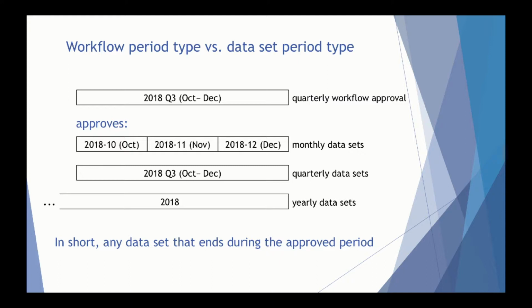If you specify a yearly data set, like the one at the bottom of this slide, for all of 2018, it will get approved when you approve the 4th quarter of the year.